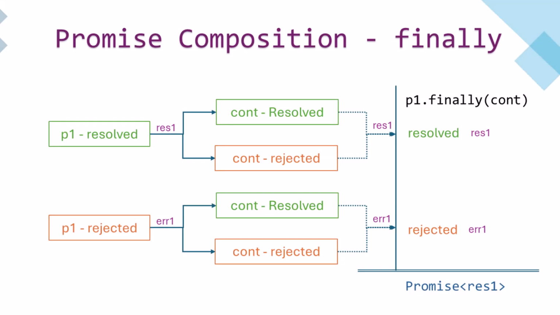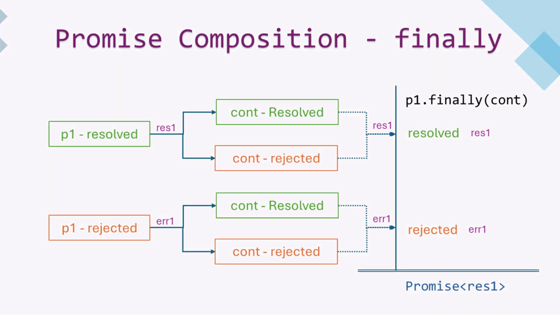And finally, we have finally. Finally is also called the transparent operator. The continuation always runs, no matter whether P1 was resolved or rejected. And the composed promise will only complete after the continuation has completed. But its result is completely ignored, and the composed promise will have the exact same result as the original promise. So you can use it to synchronize something after the cleanup logic has completed, but you cannot receive any value from that continuation logic into the next step.